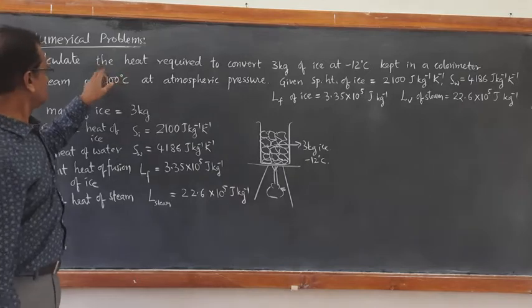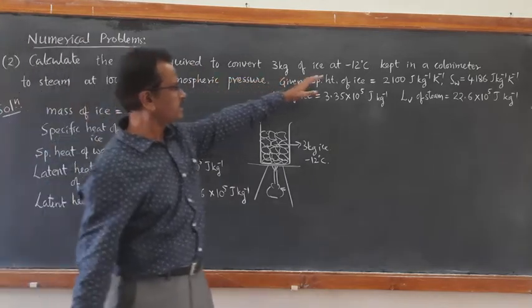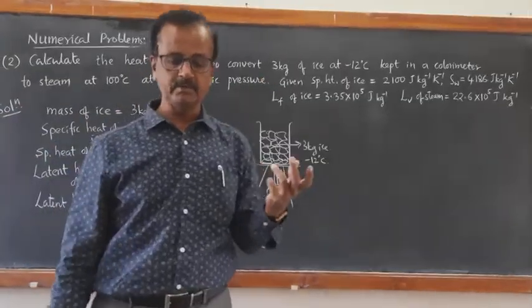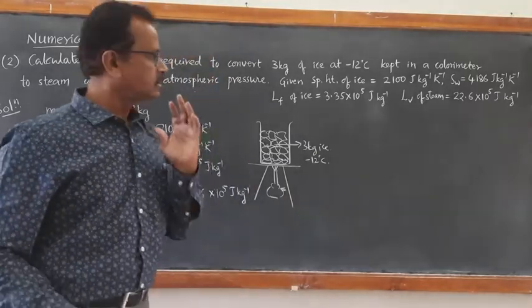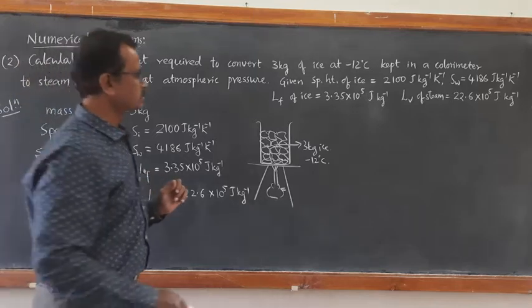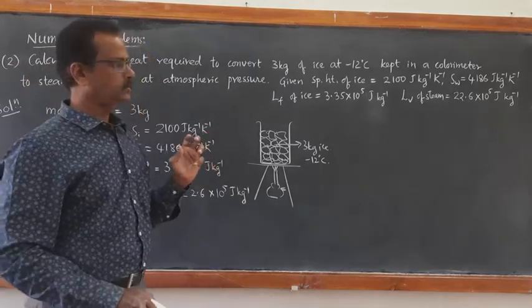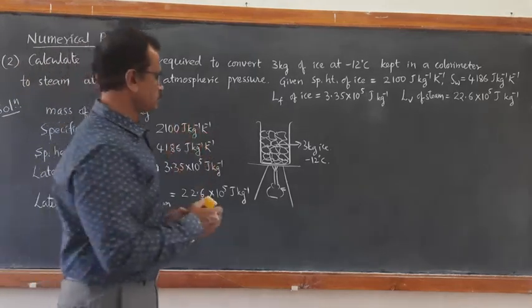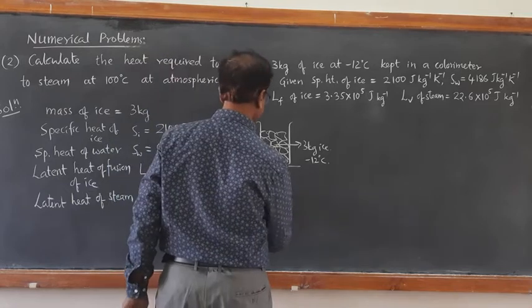First, the 3 kg ice at minus 12 degrees Celsius has to be converted into 3 kg water at 0 degrees Celsius. Okay, then how much heat is required? So first we will calculate that.